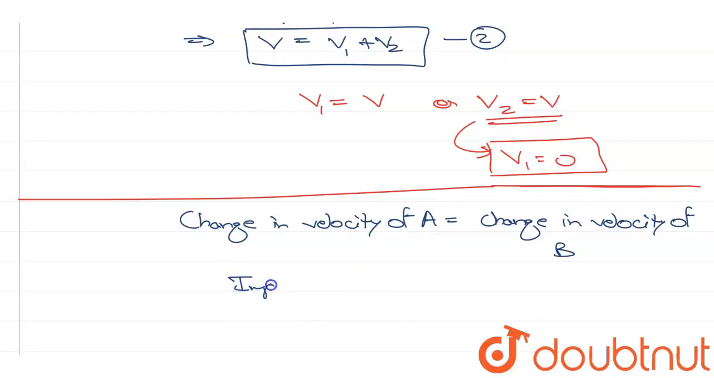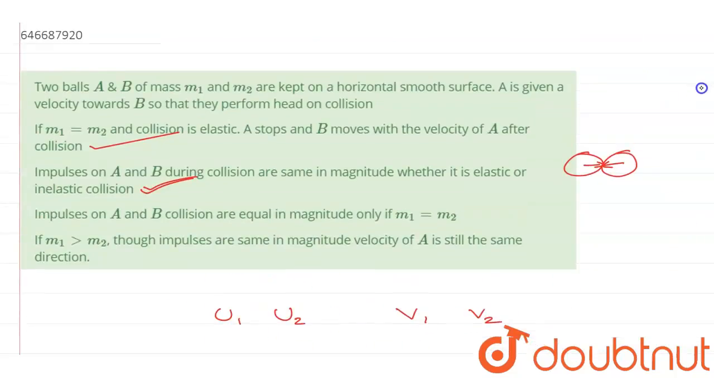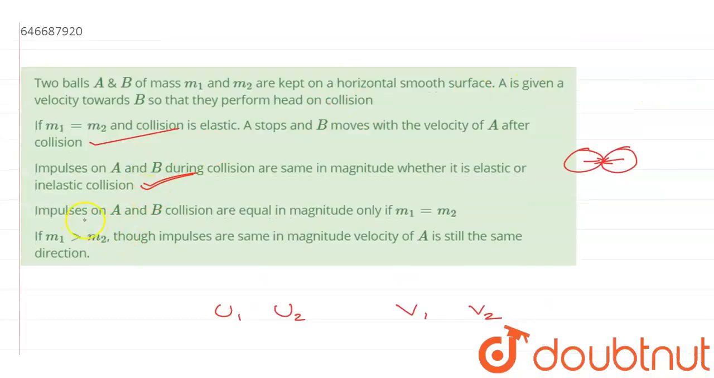So impulse of A should be equal to impulse of B, which means statement number 2 is also correct, which means that statement number 3 is incorrect, because it says that only if m1 is equal to m2, which is not true.